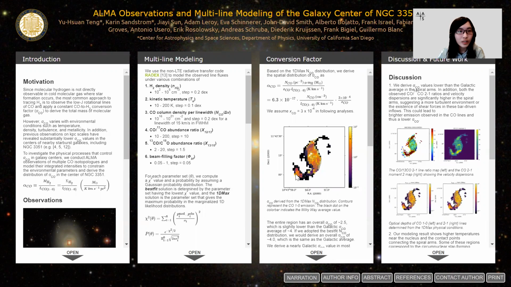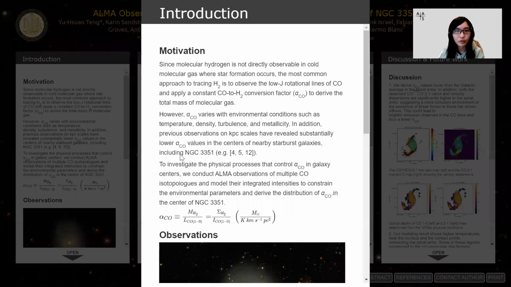So our motivation is to study the CO to H2 conversion factor, alpha CO. This is defined as the H2 mass over the CO 1-0 luminosity. This factor is important because molecular hydrogen is not directly observable in cold environments below 100 Kelvin. So the most common way to trace the star-forming gas with a low temperature is to observe the CO emission and then apply a constant alpha CO to derive the total H2 mass.